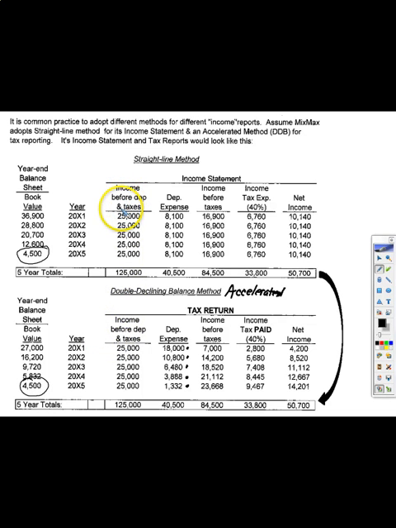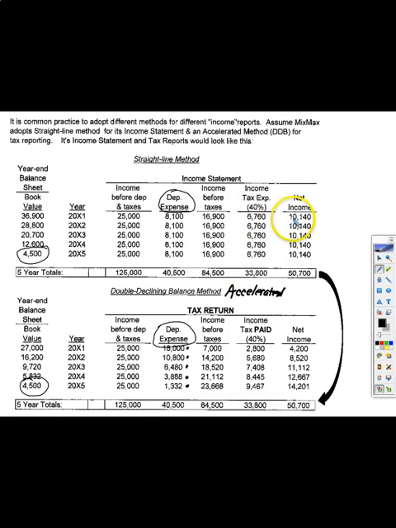Now I just pulled that number out of the air. I said, how about let's make income before depreciation and tax expense $25,000 for all 5 years. Then I listed depreciation expense if it had been straight line, and depreciation expense if it had been double declining balance. Well, of course, that's going to change income before taxes. And since income before taxes is different, income tax expense will be different because it's based on that number.